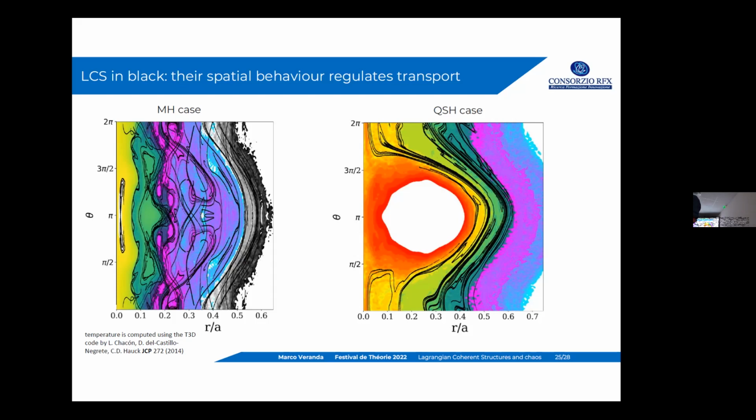Yeah, that's a good idea. I did a scan in time during the evolution of the magnetic field from non-helical to helical state. And you can see that the Lagrangian coherent structures have an evolution, because these two cases are in the same simulation, before and after the establishment of the helical state.